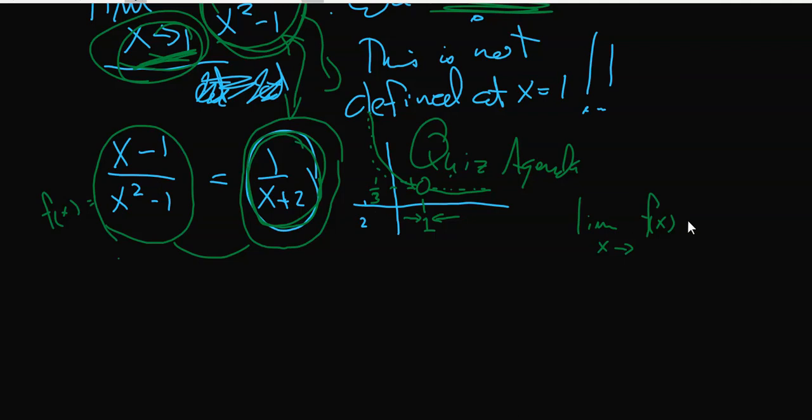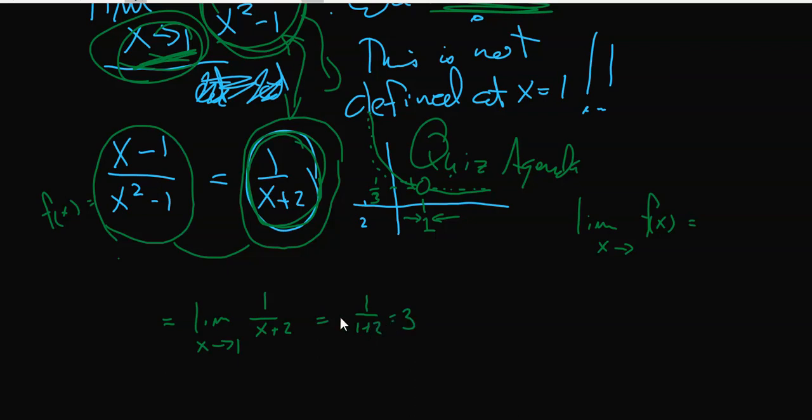So we can say that this limit, let me write it over here, is equal to the limit of 1 over x plus 2 as x goes to 1. And that is easy to see what that will be. Well, basically we can just replace x with 1 in here, and we get 1 over 1 plus 2, or 3.